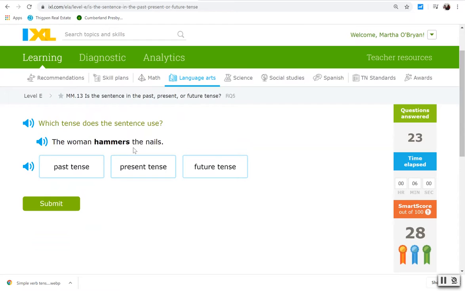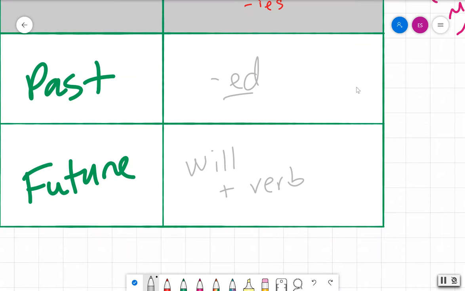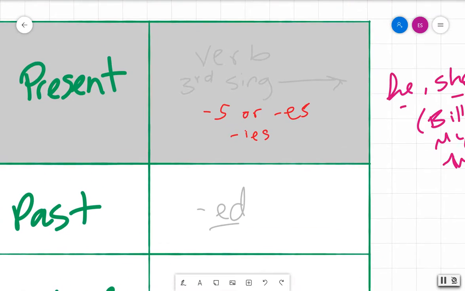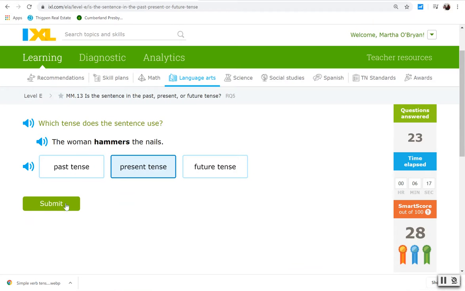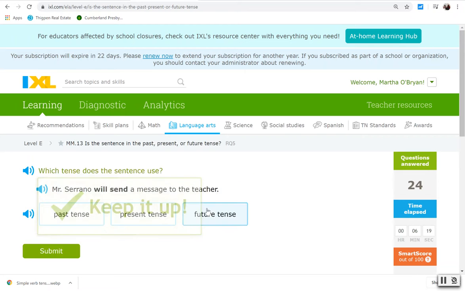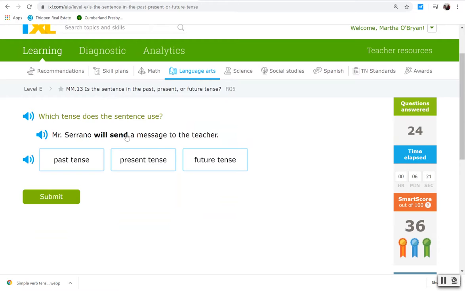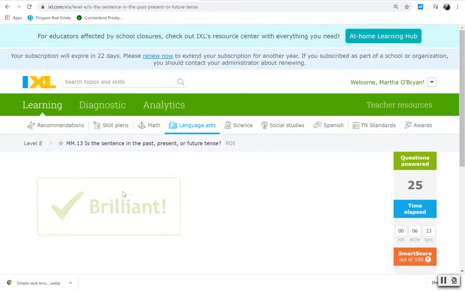The woman hammers the nails. That's present tense because we've got the woman and then hammers, that S on the end, third person singular, just like he, she, it. All right. Mr. Serrano will send. That's future tense.